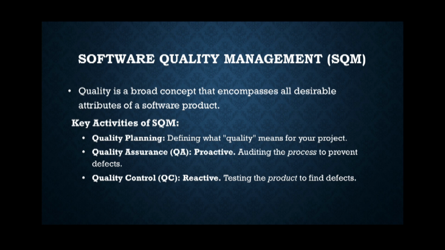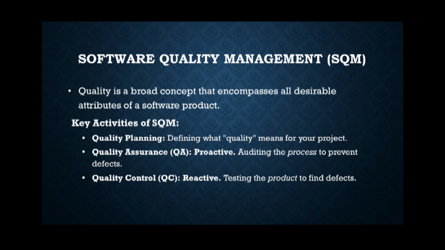Next technique is quality control. This is the reactive process. Quality assurance is a proactive process and quality control is the reactive process. Think of QC as finding bugs. It happens after the code has been written. This is where your traditional testing and code reviews come in. You are actively looking for defects that might have slipped through the QA process. QC is a check on the product.